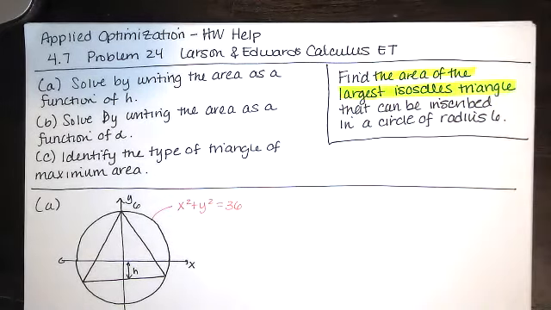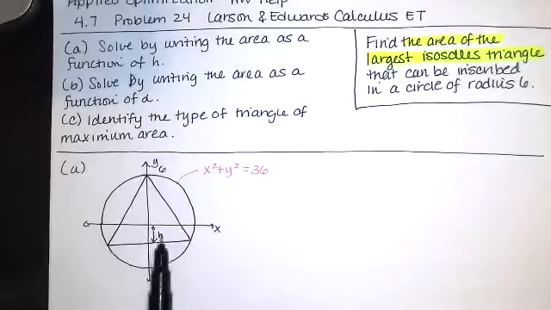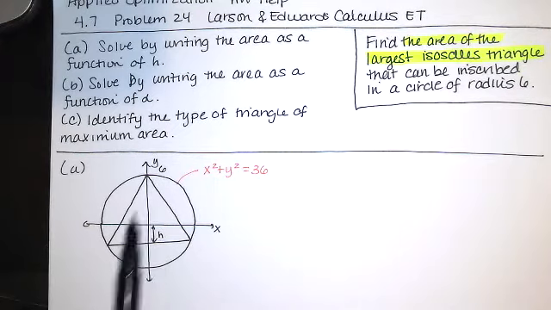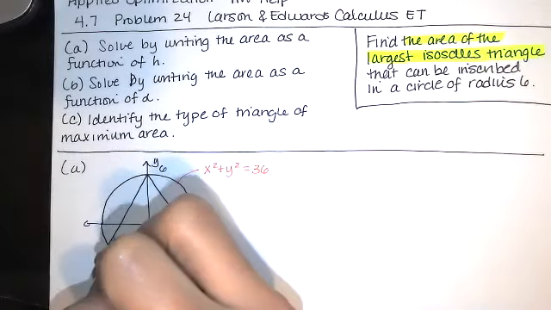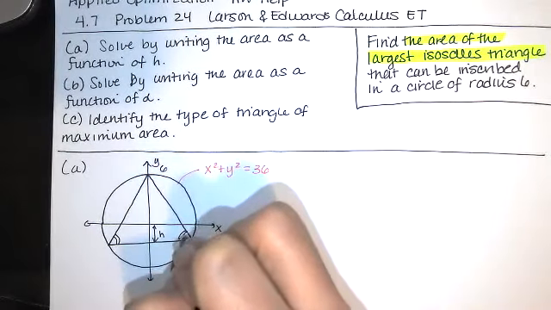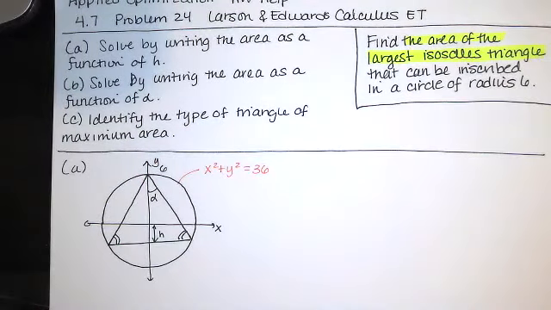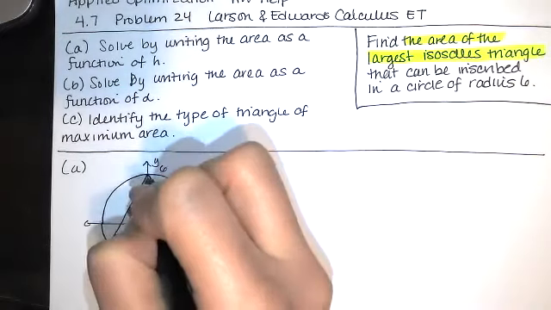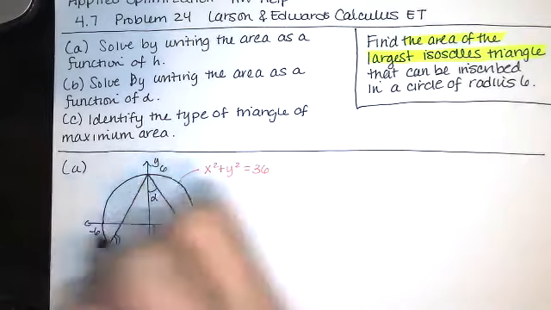And they ask us to approach the problem in two ways. First, they ask us to write the area as a function of h, where h is this distance from the x-axis to this lowest point on the triangle. My triangle is not very symmetric. It's supposed to be symmetric. This is an isosceles triangle. This angle and this angle are supposed to be the same. In the textbook, they've labeled that angle alpha. And we know that the distance from here to here is 6 because it's inside a circle of radius 6.